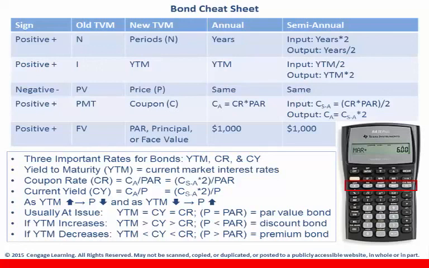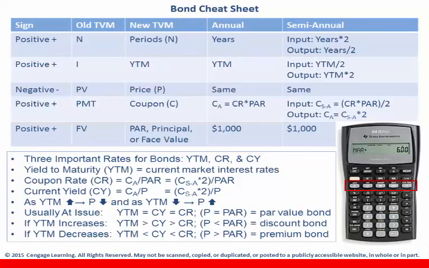With I, your yield to maturity is just whatever you figure out your yield to maturity at. You usually want to have that in terms of an annual amount, but if you're solving for a semi-annual bond, you're going to have to divide by 2 as an input. Now, if you solve for yield to maturity and it's a semi-annual bond, then it's going to come up as a semi-annual yield to maturity, and you'd have to multiply by 2 to get the annual yield to maturity.